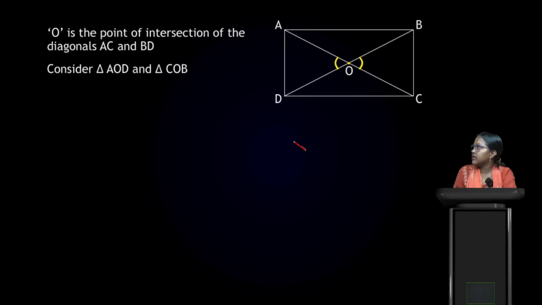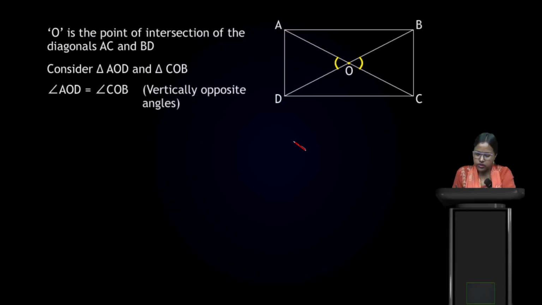You can see two angles, right? One is angle AOD, another one is angle BOC. Angle AOD is equal to angle BOC. Why? Can you tell me why? Yes, very good, because both are vertically opposite angles. So you all are correct because these angles are vertically opposite.